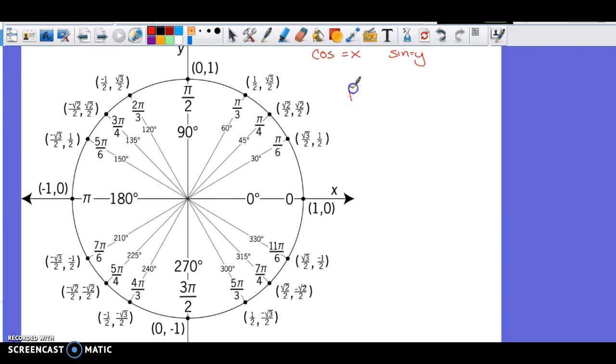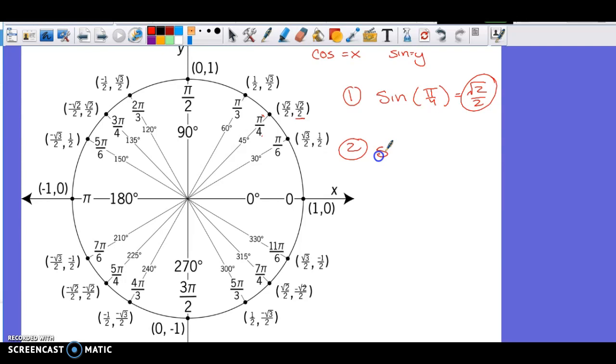So let's say I'm going to do the sine of pi over 4. What I do is I look on the unit circle and I find pi over 4, and I look at the y value because that is what sine is. And that's my answer. I'm done. Let's do a few more.